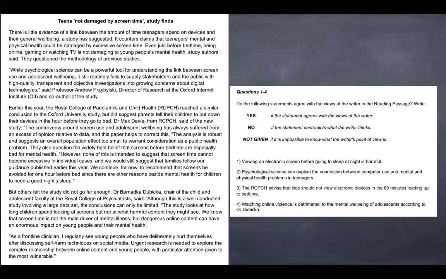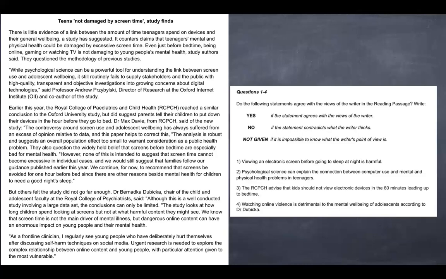So you can see that most of the information is matching, but here in the passage, the writer is saying it is not damaging, whereas the statement is saying it is harmful, which means that the writer's opinion and the statement do not match. Hence your answer is clearly no. This is how you search for your answer and write it.